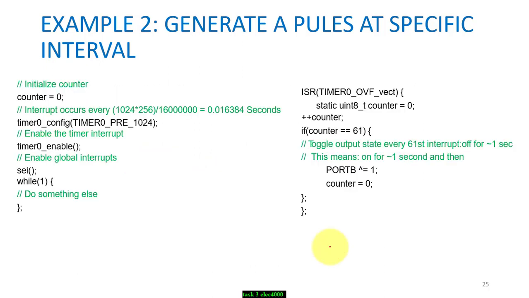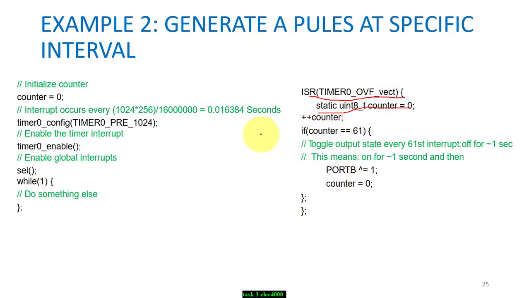So we are going to initialize our system over here, and then inside the ISR we are going to create a static uint8 counter. Why static? Because I want this variable to be a local variable that does not change from whatever happens outside. So we create a static uint8 counter equal to 0, and we say counter plus plus. If the counter is equal to 61, toggle. If not, we go back and wait for another interrupt.